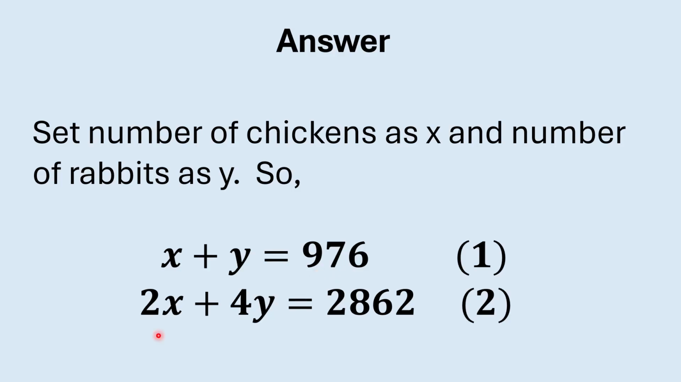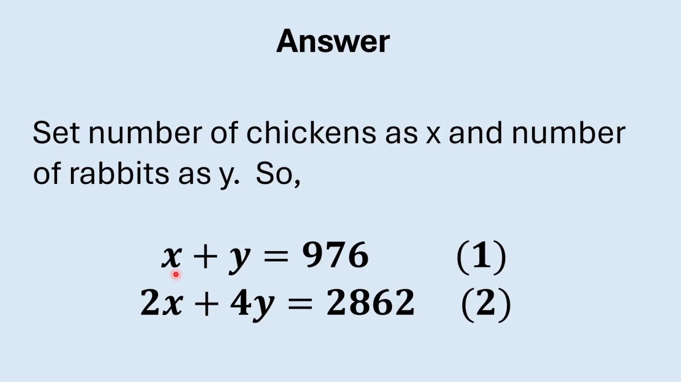And because each chicken has got two legs, 2x is the total number of legs from chickens. And because each rabbit has got four legs, 4y is the total number of legs from rabbits. So 2x plus 4y is equal to 2,862, which is the total number of legs in this farm. So this is our second equation. The basic strategy to solve simultaneous equations is to remove one of the unknowns. After we have solved the other one, we can go back to calculate the first one.